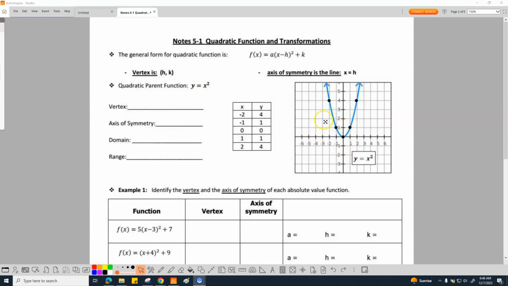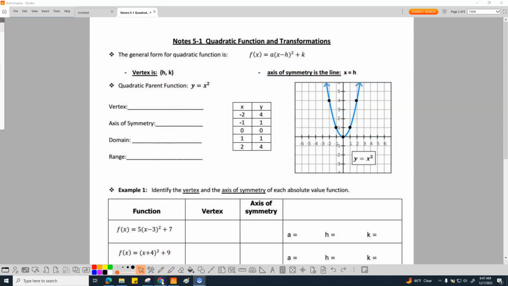So what I'm going to talk about next is basically all the ways to label this. If you see this general form for the quadratic function right here, this is what contains all of our information. f of x equals a times x minus h squared plus k. Remember, these are placeholders, right? a is a placeholder for a number, h is a placeholder for a number, k is a placeholder for a number. So those are there. Your vertex is h comma k. Your axis of symmetry is the line x equals h.